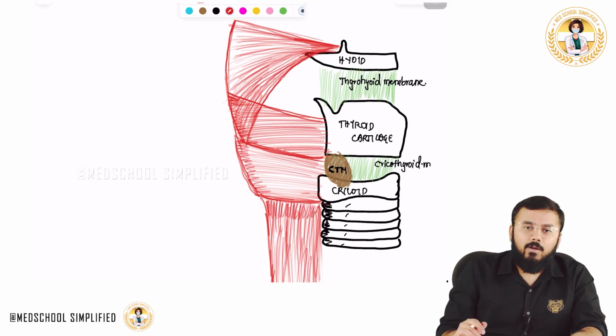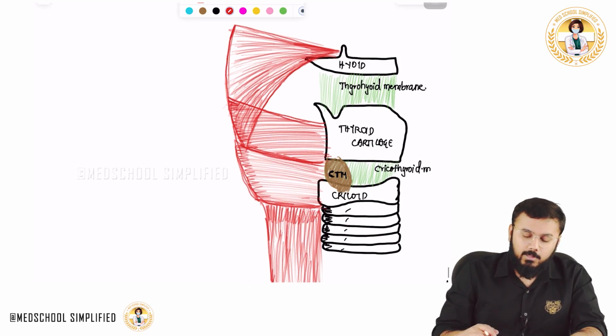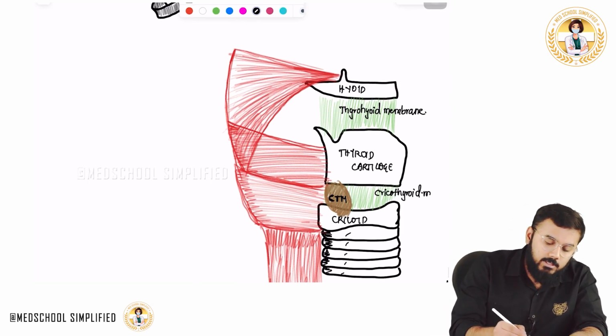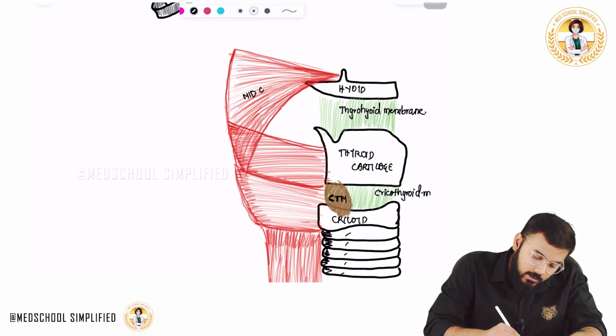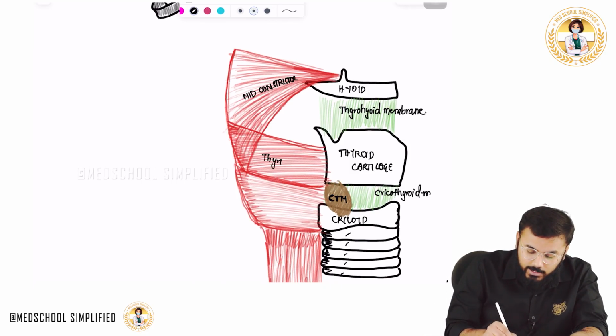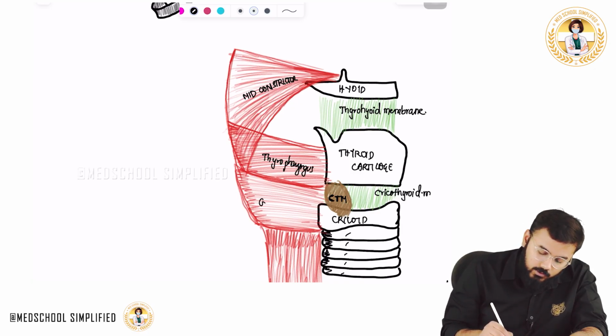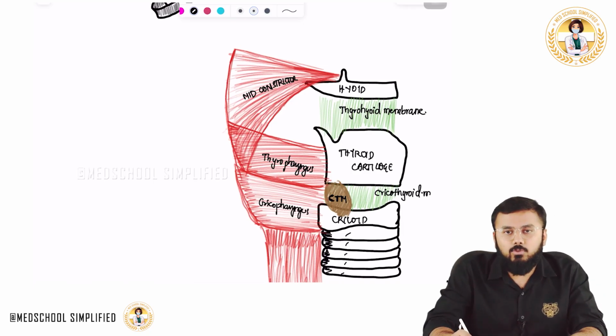Okay, right. Now after these important things are done, let me just write down these names over here. So this one is your middle constrictor, and this one is your thyropharyngeus, and this one is your cricopharyngeal or cricopharyngeus muscle, and down is your esophagus.